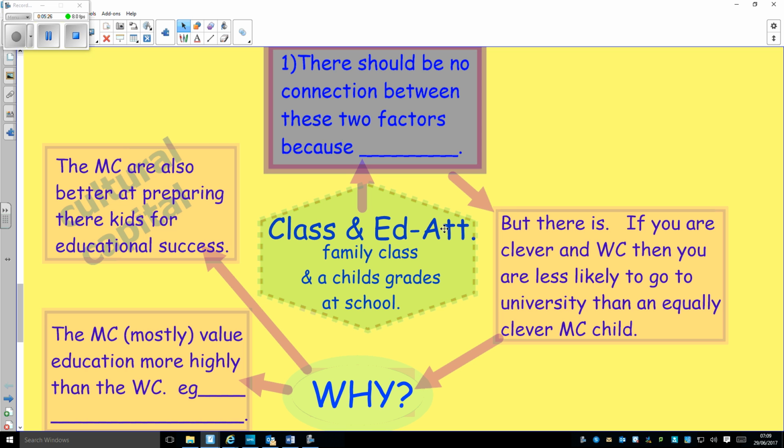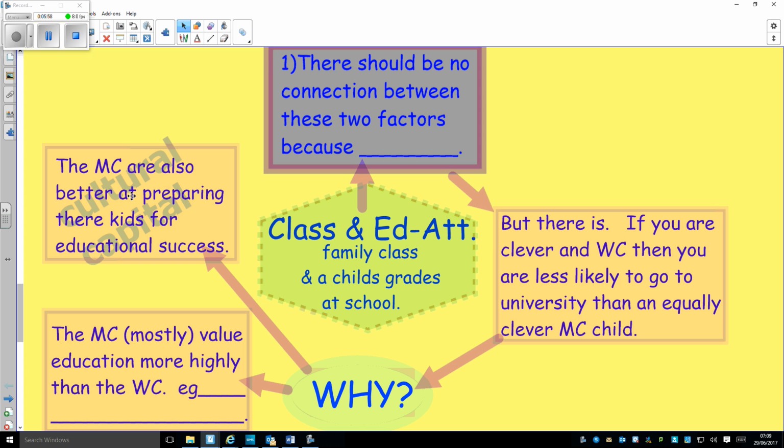Right, so class and educational attainment. A family's class and a child's grades in school. There should be no connection between these two factors because Britain, our education system, is meant to be a meritocracy. What your dad does for a living is not meant to be connected to what your grades are going to be. But there is. If you're clever and working class, then you are less likely to go to university than an equally clever middle class child.